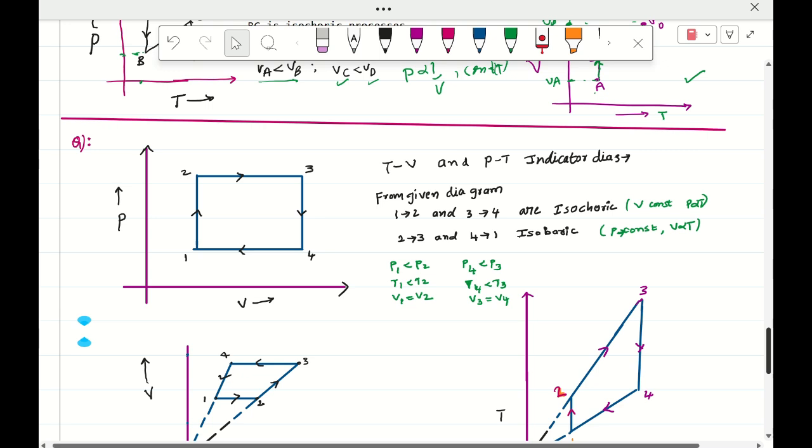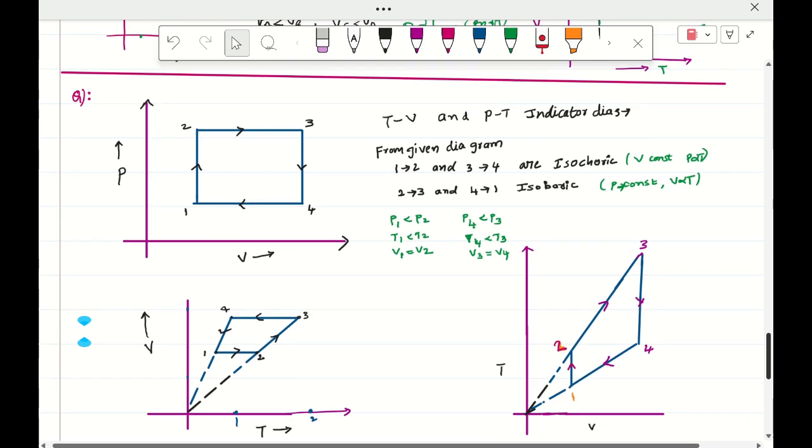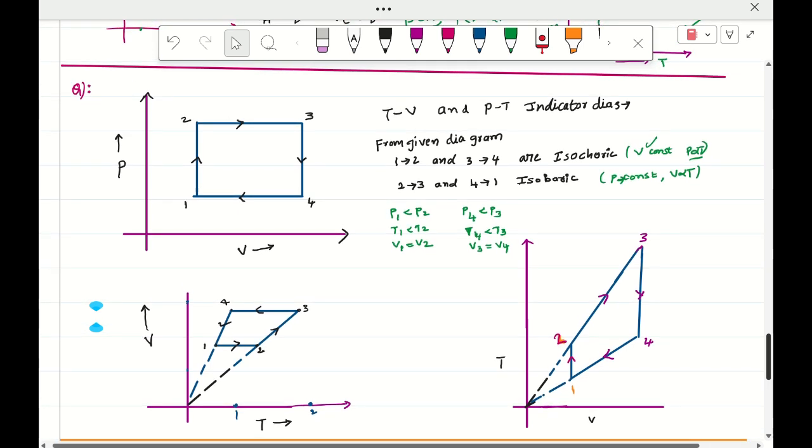Coming to this question, 1, 2, 3, 4 is a cyclic process, a clockwise cyclic process is given, and the PV graph is given. So 1 to 2 and 3 to 4 are isochoric processes, volume is constant, P is proportional to T. P by T is equal to the slope of the PT graph. P by T is equal to the slope, 1 by V. And 2 to 3 and 4 to 1 are isobaric processes. Isobaric process means P is constant, V is proportional to T, V by T is constant, right?